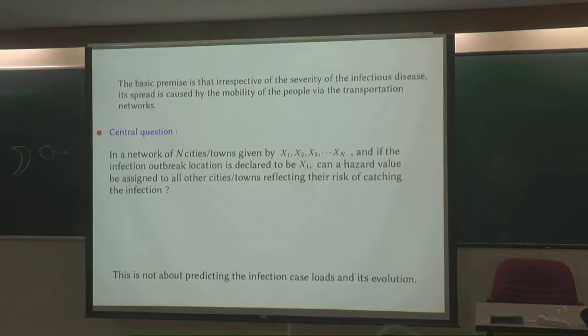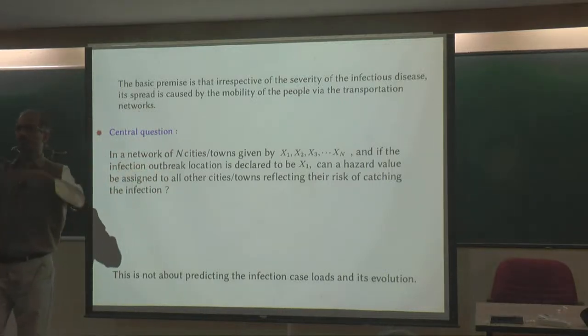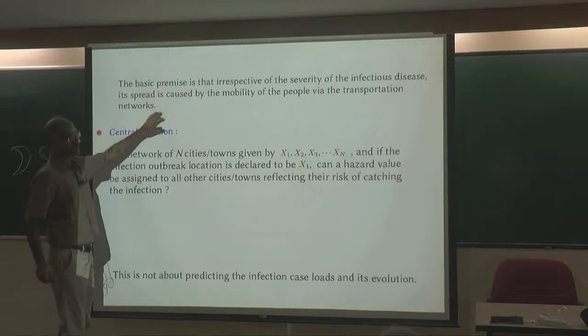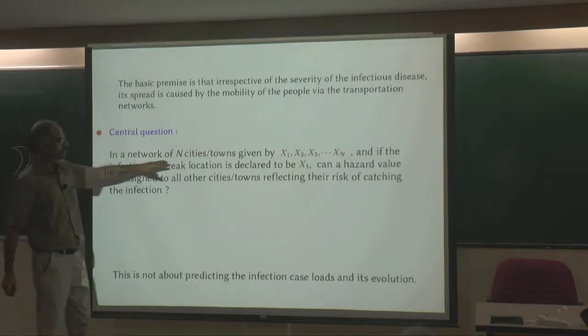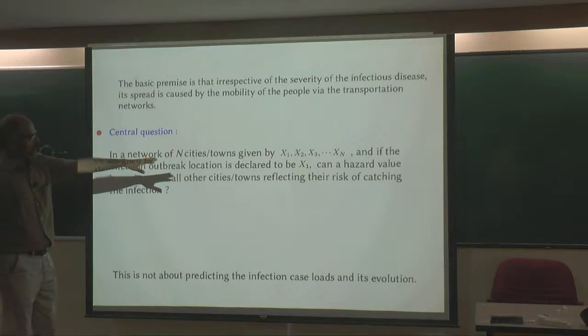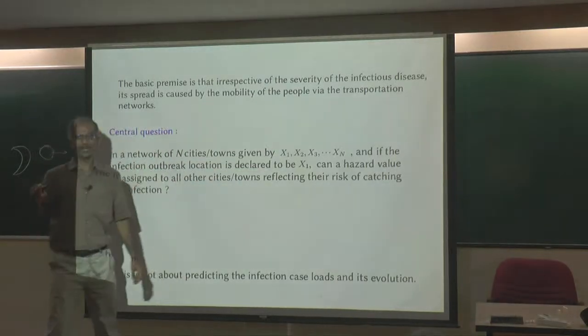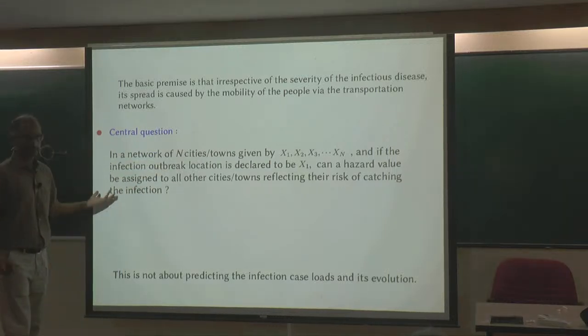So the question that we asked was the following. The basic premise is, whatever be the severity of your infectious disease, the spread itself is caused by mobility of people. It could be a weak or a stronger infection, but the spreading is caused by the mobility of people, especially due to transportation networks. So then you can pose a question like this. If I have a network of n cities or towns, x1 up to xn, and if one of those places, let's say x1, is declared to be an outbreak location, can a hazard value be assigned to all other cities, reflecting the risk of catching the infection?